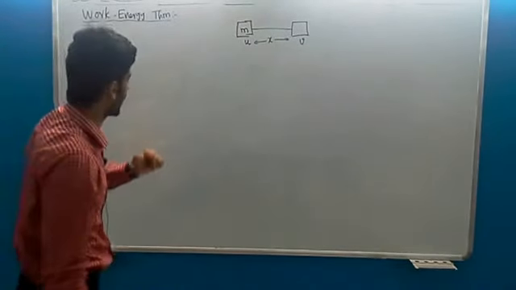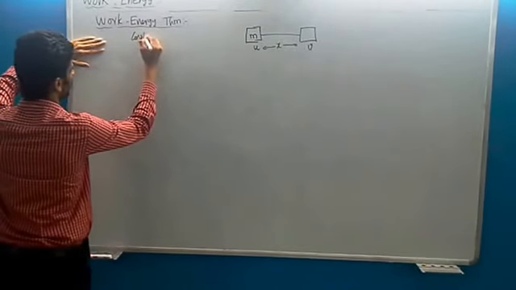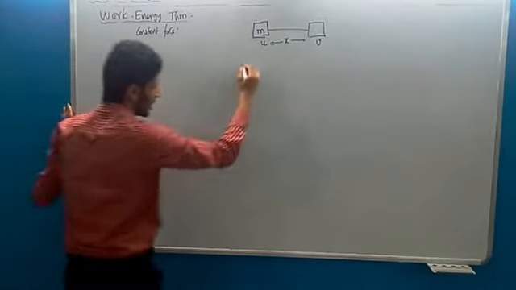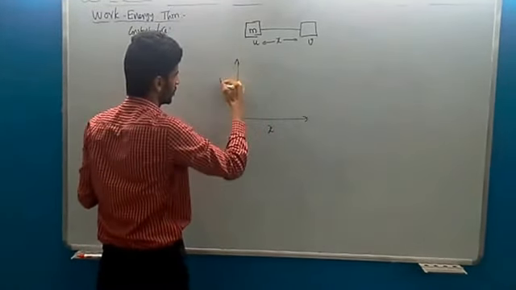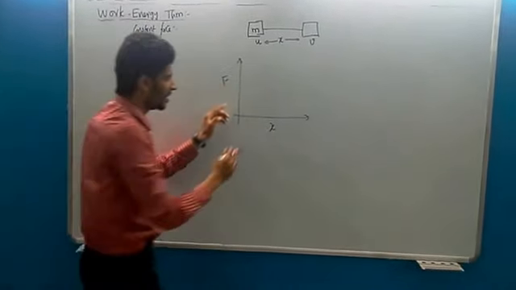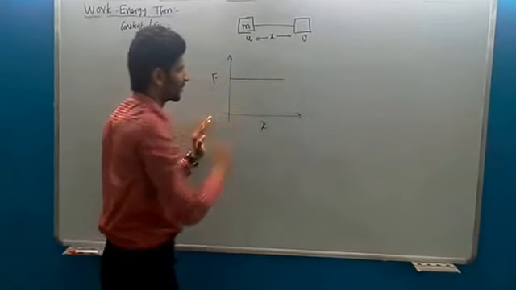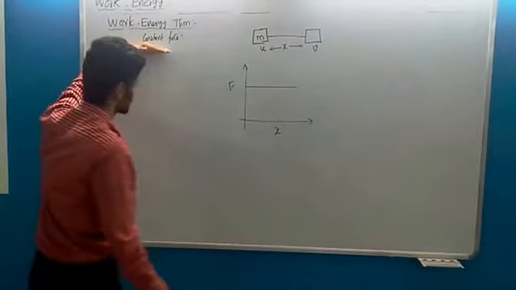For the time being, I'm going to discuss a constant force. So when can we say that this is a constant force? If you plot a graph of x versus F, this is displacement and this is the external force. For every displacement there will be a constant force. There won't be any variation of force. This is what I'm going to discuss, constant force.